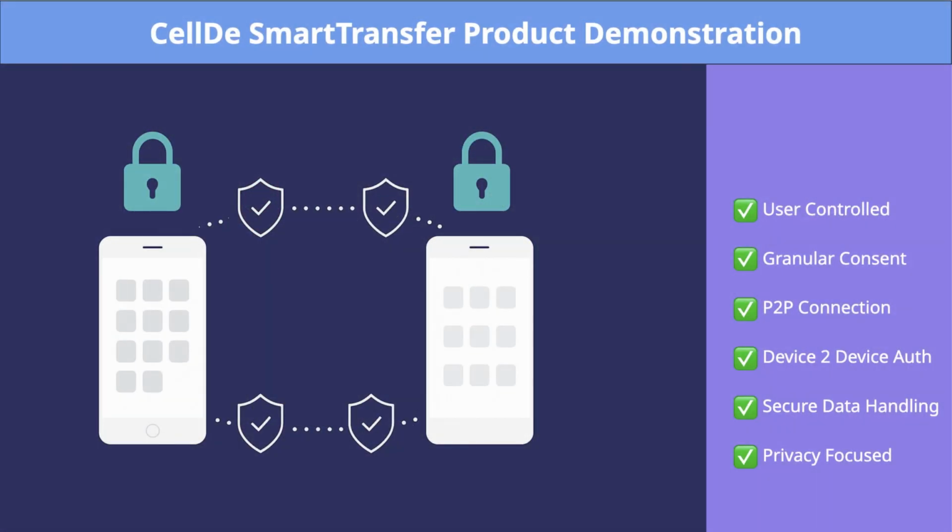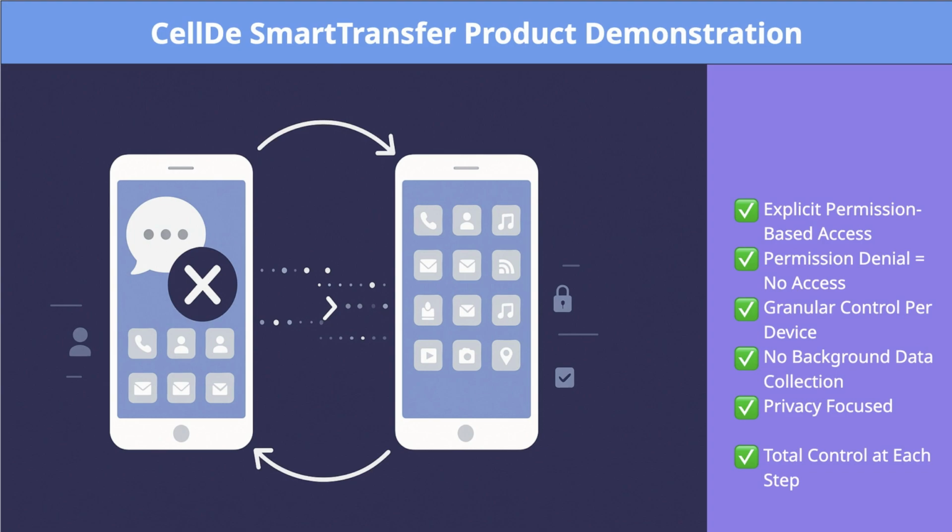With CellDe Smart Transfer, you are in complete control of the data you wish to transfer and the permissions you choose to grant. The application does not transmit or store any of your personal information outside your mobile phone. Instead, it uses a secure peer-to-peer connection between your devices, ensuring that all data transmission happens only between the two authenticated devices.